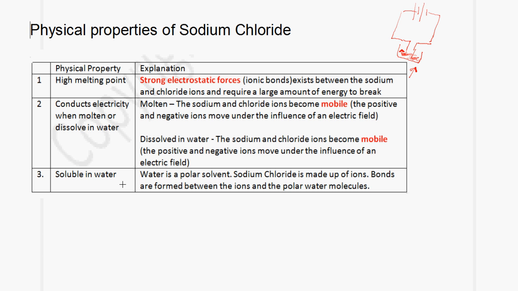And the third property is that sodium chloride is soluble in water. Water is a polar solvent, and sodium chloride is made up of ions. So bonds are formed between the ions and the polar water molecules.